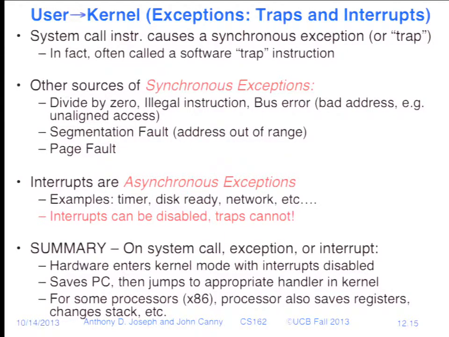Okay, so just to summarize the last couple of slides. On a system call, exception or interrupt, the hardware enters kernel mode with interrupts disabled. It sort of helps the kernel stay in a sane state where it's dealing with the current exception. Saves the program counter, jumps to a handler in the kernel, similar to generalizing a system call. And depending on the processor architecture, either the hardware saves registers or maybe the software is responsible for that.